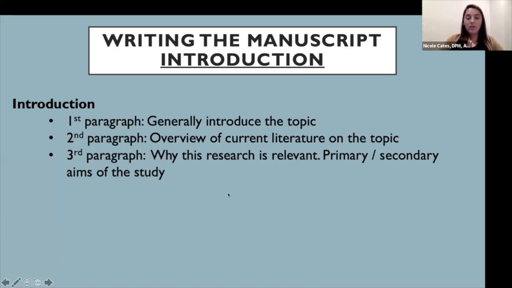And then the last paragraph is, why is this research relevant? And this is where you can conclude with the aim of your study. So you're going to define, why do the readers care about this? And then what is your study actually looking at?